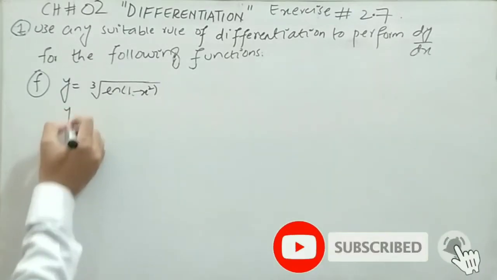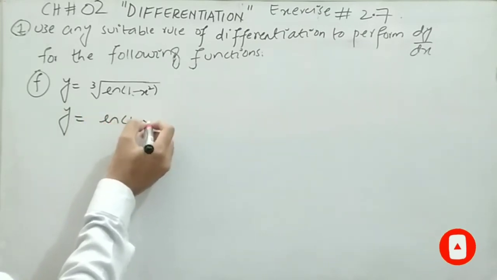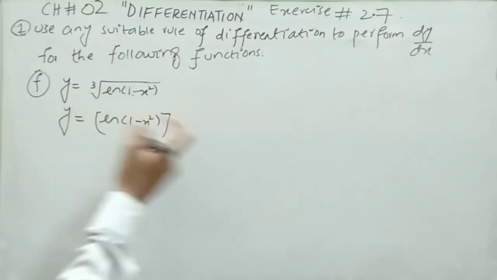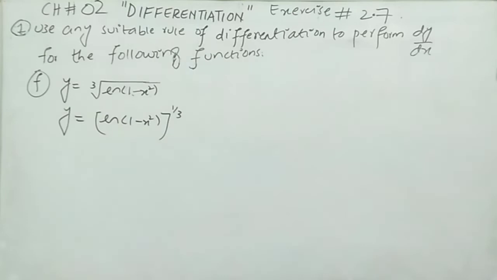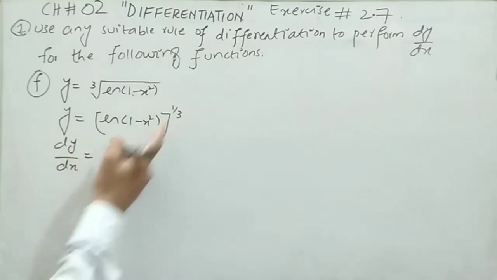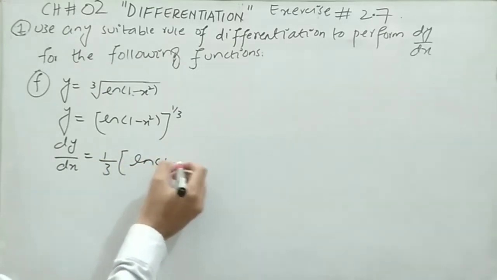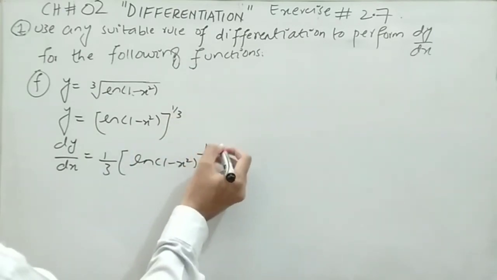We can write the function like this: y is equal to ln of 1 minus x square whole bracket. This is a cube root, so the cube root can be written as the power 1 over 3. So ln of 1 minus x square and the power is 1 over 3. Now using the derivative, dy by dx will be equal to, the power will come to the front according to the generalized power rule, and we will subtract 1 from the power, so 1 over 3 minus 1.